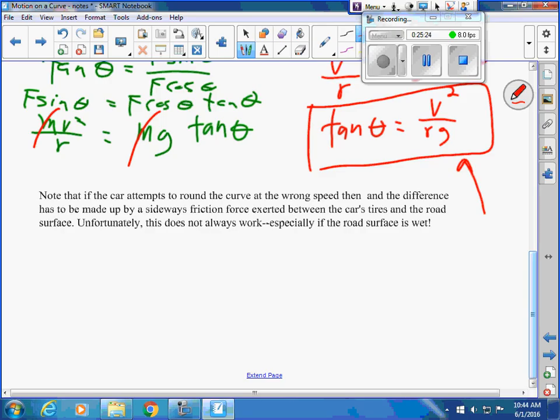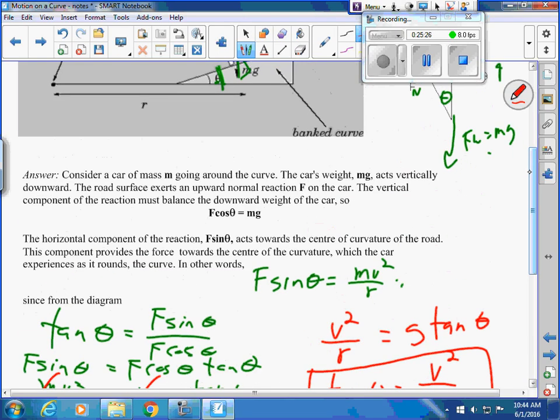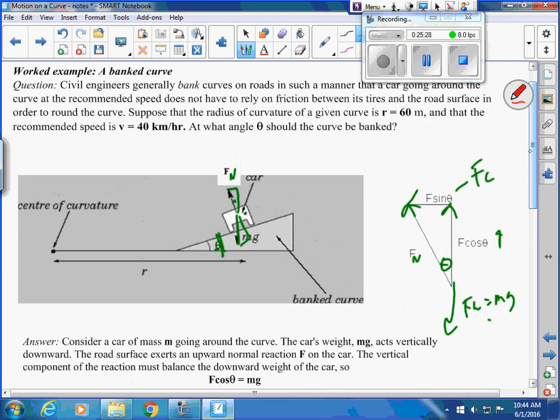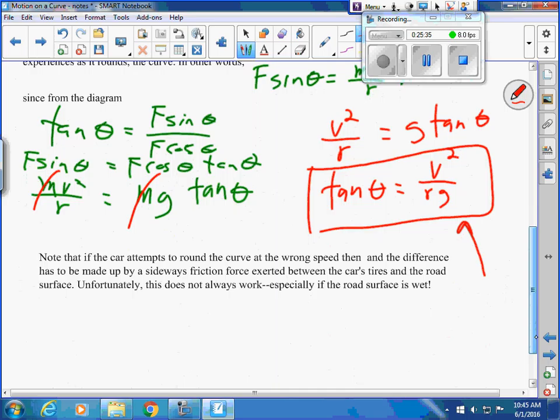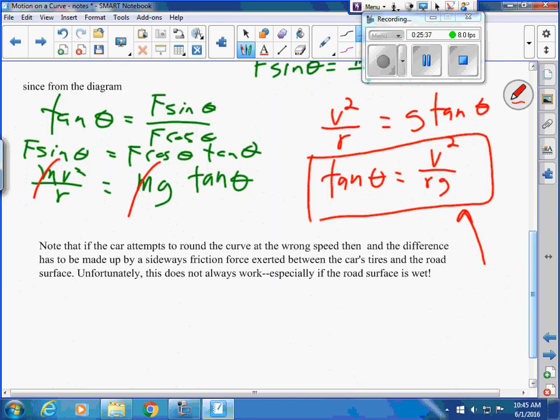Okay? Are roads frictionless surfaces? No, of course not. Could you round this at greater than 40 kilometers an hour? Absolutely, because friction would be involved in there. For us to do banked curves with friction is like crazy. So we're going to be doing frictionless banked curves.